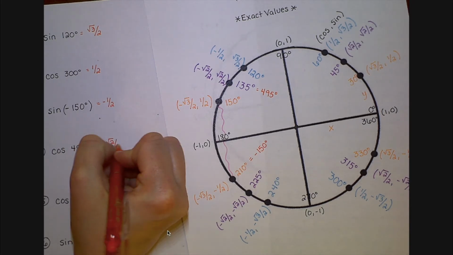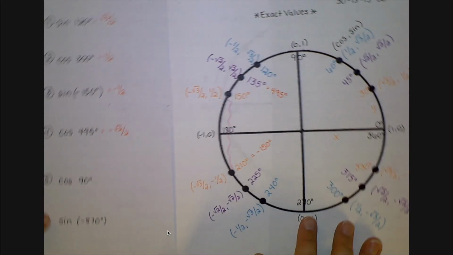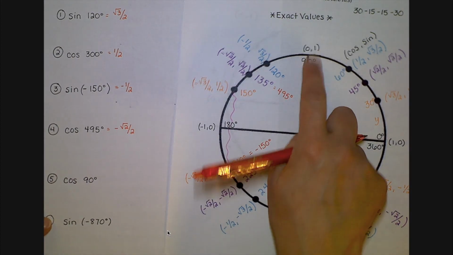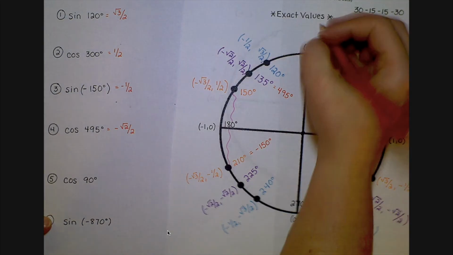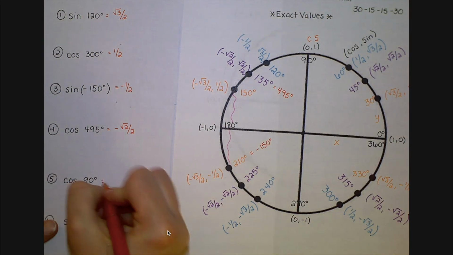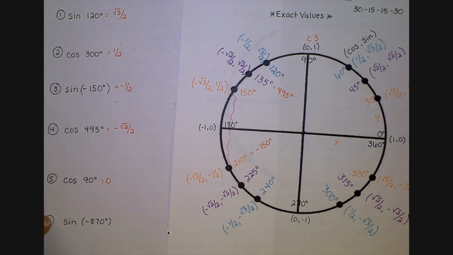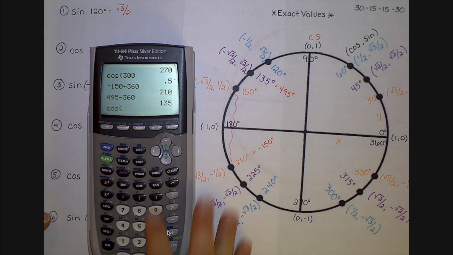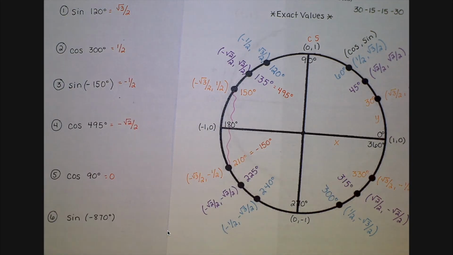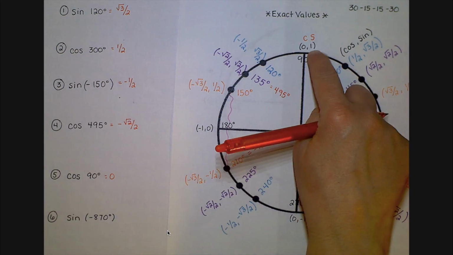Okay, cosine of 90. Well, 90 degrees is right here. These coordinates work the same way. You've got cosine and you've got sine. So cosine of 90 would be 0. That's another one that's easy to check on your calculator. Cosine of 90 is 0. That one comes out nice and exact. By the way, the sine of 90 would be 1.